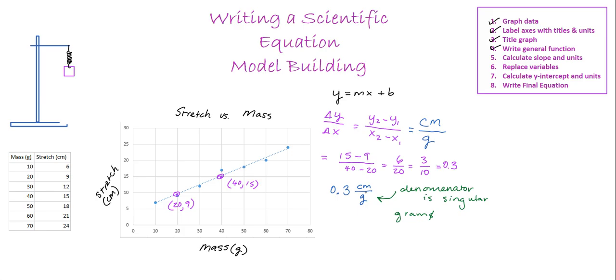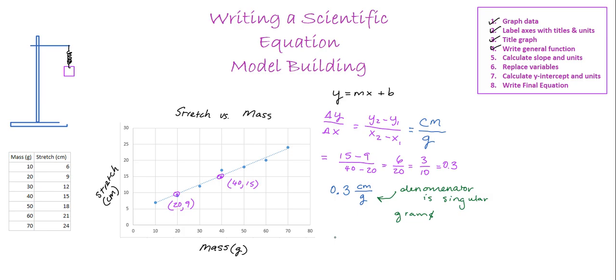That's important, and I bring this up because when somebody asks you what the physical meaning of the slope is in this case, if you just say 0.3 centimeters per grams, that doesn't make a lot of sense physically. But if I say 0.3 centimeters per gram with no s, then what I'm saying is that this spring will stretch 0.3 centimeters for every 1 gram that's added to the spring. So it gives it meaning that's closer to how we would speak when describing this.